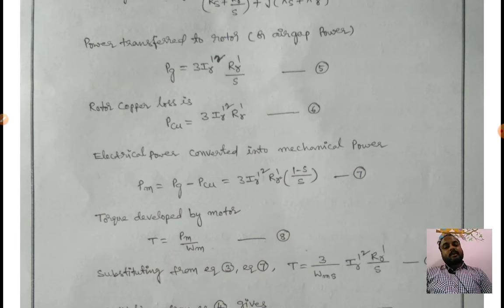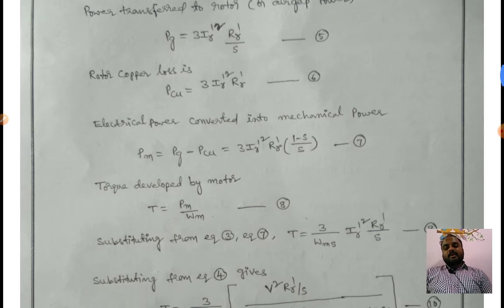Next one, mechanical power. That is developed in the induction motor, that is, electrical power converted into mechanical power, that is the mechanical power developed by the induction motor. P_m is equal to the power transferred to the rotor P_G minus copper losses. If you simplify, you will get that expression, equation 7.